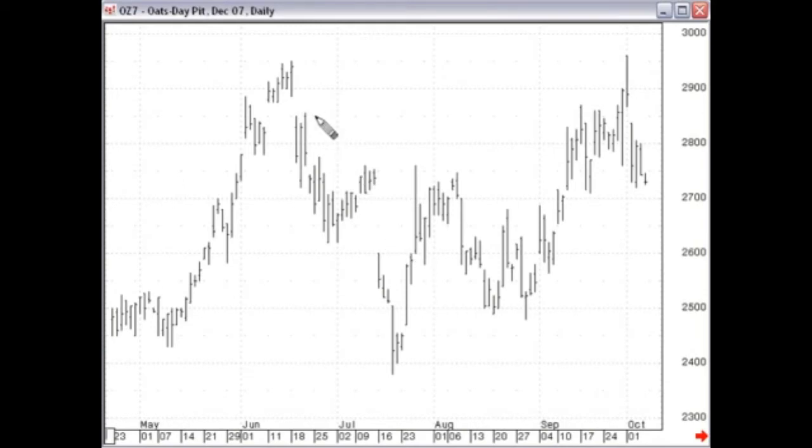So let's just see what we can define with regard to the price action since that trade setup. As you can see, we didn't have a price gap above the trend line here, so there really wasn't an opportunity to take a trade.